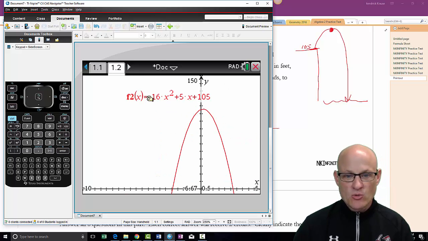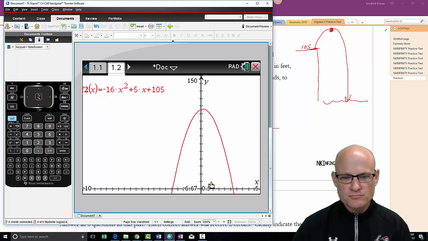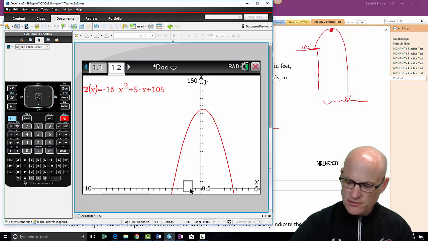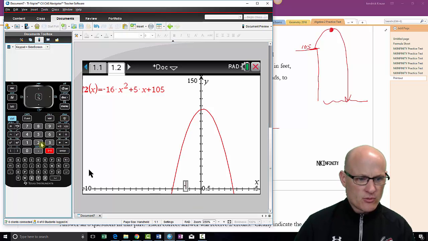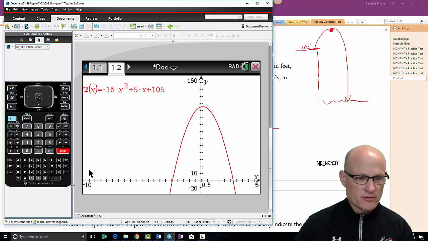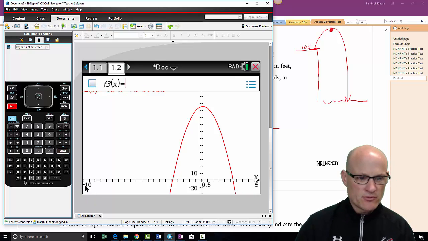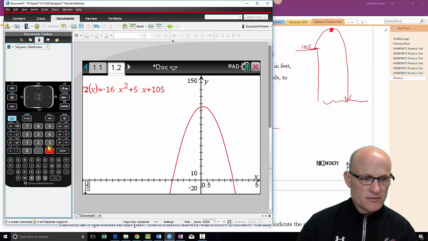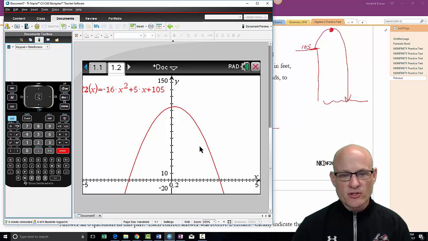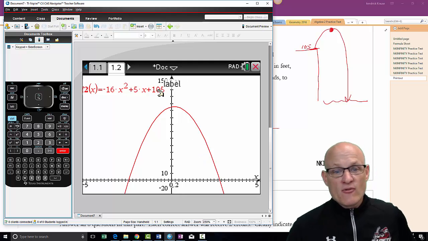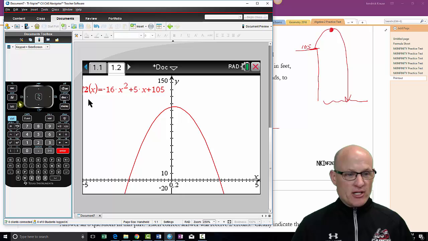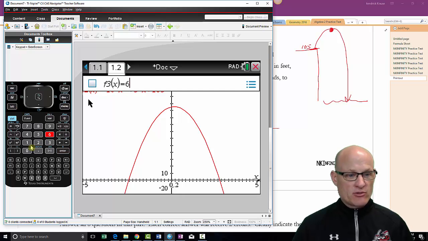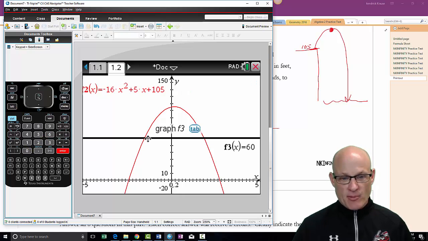So here's where we're going to take off. Let's go about negative 20, just to give a picture, and then press tab. Negative 5. All right, so we get a good picture. So when is it going to be 45 feet below this? Well, I'm just going to tab and graph the line y equals 60. I don't care about this one. I care about this one right here, the point of intersection.